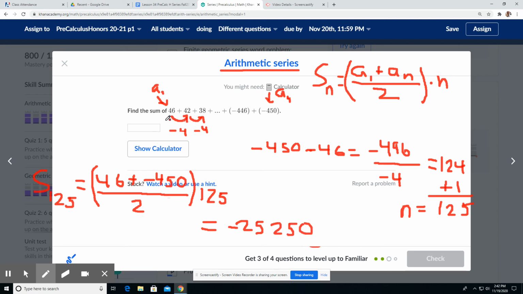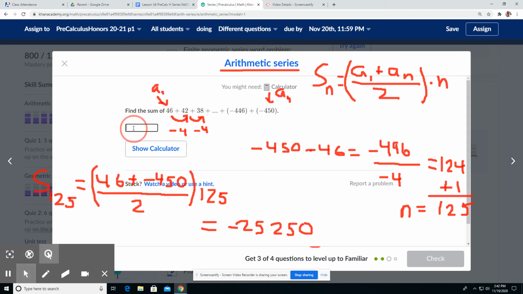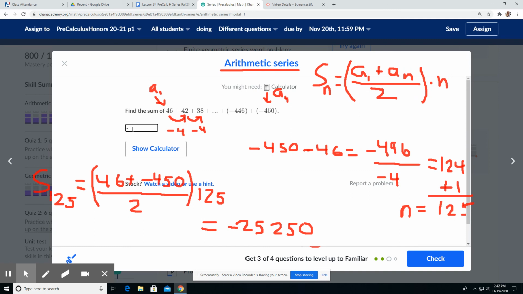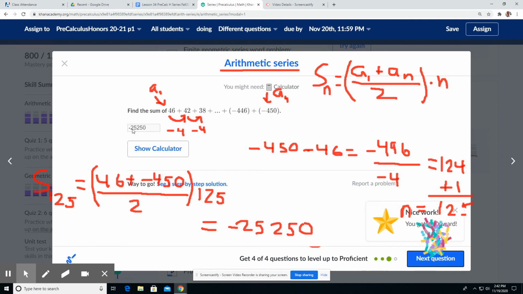I get -25250. Does that make sense if we're finding the sum of all these? Yes, there's going to be a lot more negatives getting in here as we get into the hundreds. And yes, everything seems to be okay. -25250. Got it.